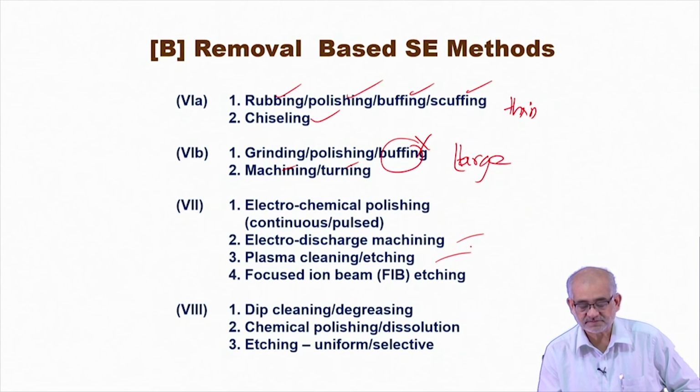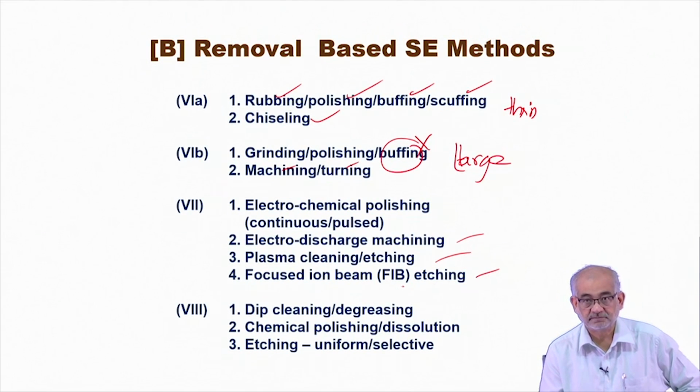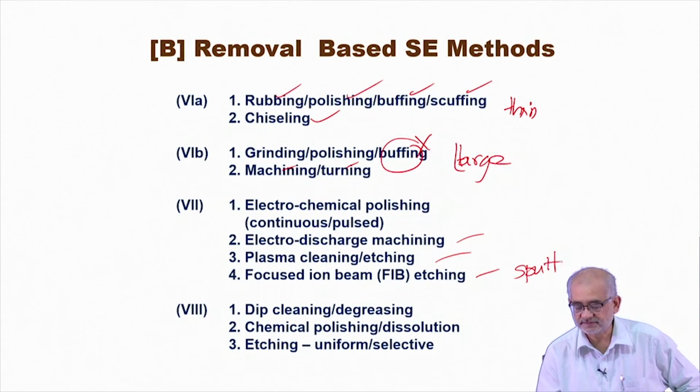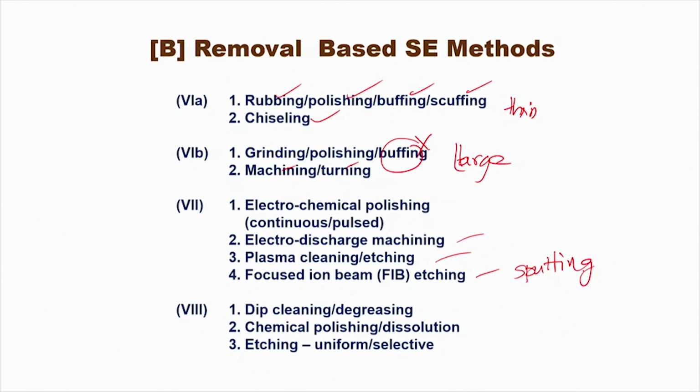One can do plasma cleaning or plasma etching, or even use an ion beam for etching and cleaning. Even, for example, use sputtering. That's also one way of cleaning the surface. When you reverse the polarity, you actually eject atoms from the surface, and that's how you clean the surface, by sputter cleaning. You can do dip cleaning or degreasing in a chemical bath for large components.